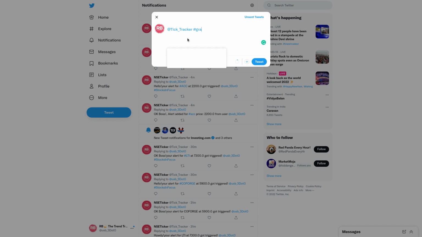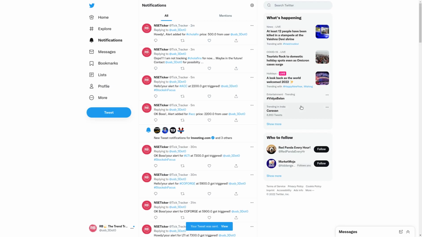So for now, say for example graphite, I want to make sure that 470 is a very interesting zone. This was where the breakout came out, and right now it's at 520 levels. So this is an alert which I wanted to create, that whenever a price of 470 comes in, just notify.